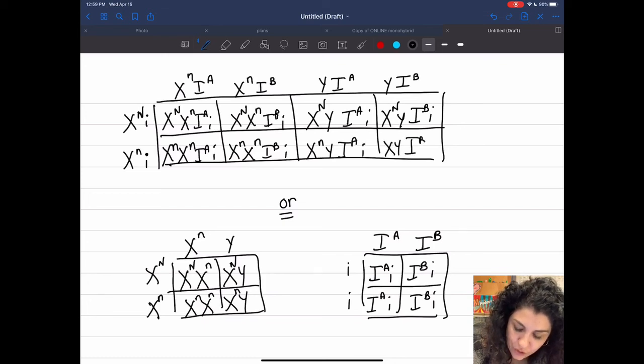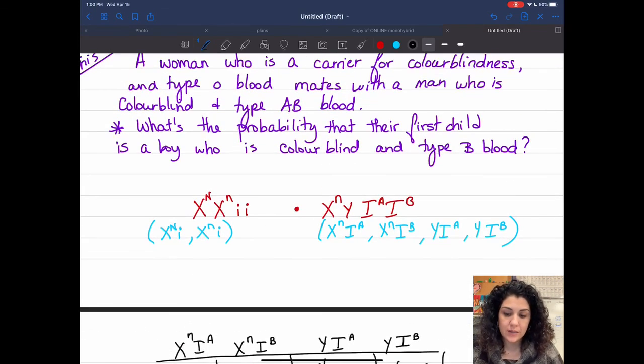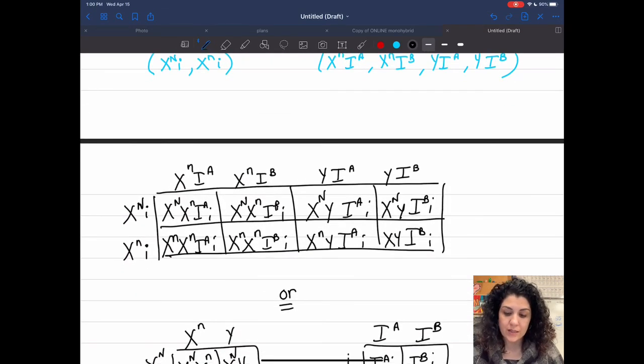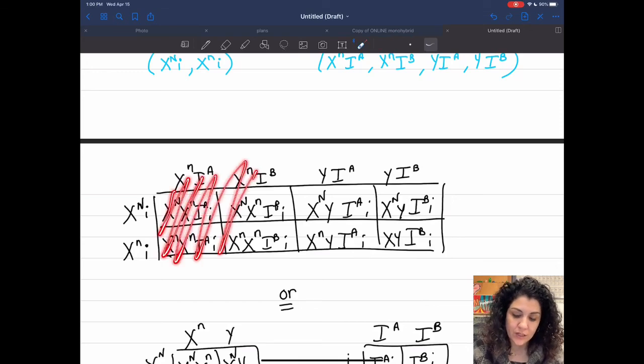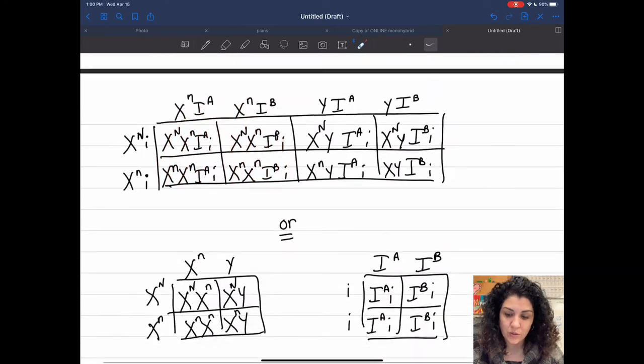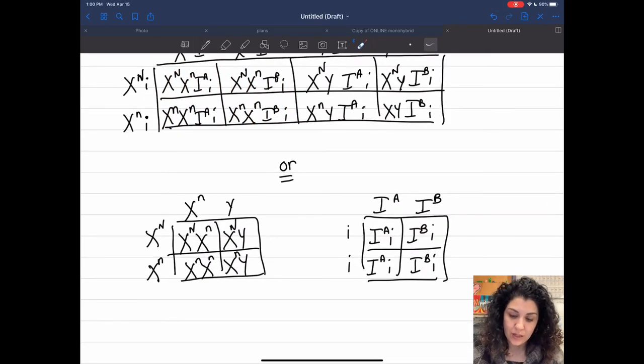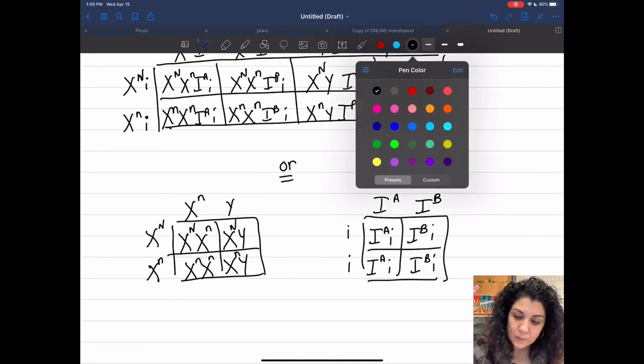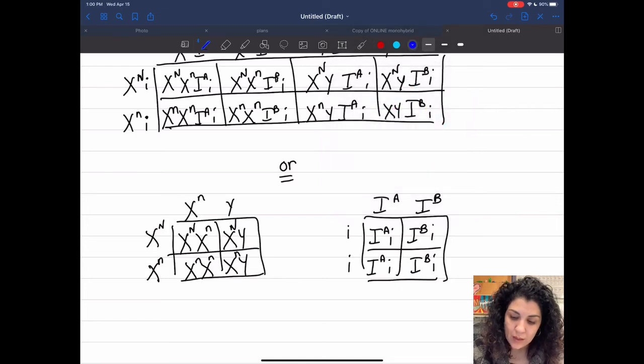Now, if you want to know of a shortcut, because the question is asking only about the chances it is a boy, I wouldn't even need to do the girls. I could just do the ones with the Y and do the boys, because those are the ones I'm going to be looking at. Okay, but now the question wants to know the probability that I'm going to have a boy who's colorblind and type B. So I'm going to need a boy. Okay, so this is for boy.